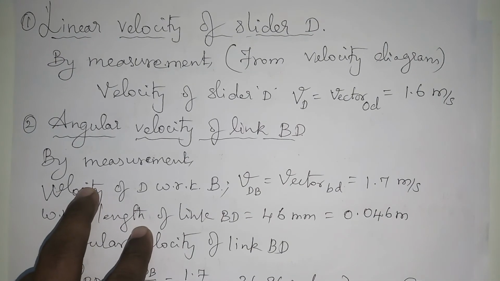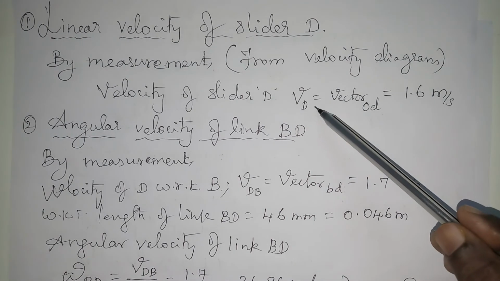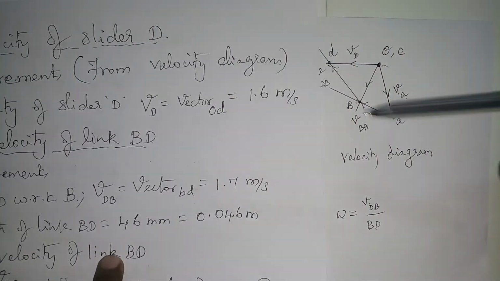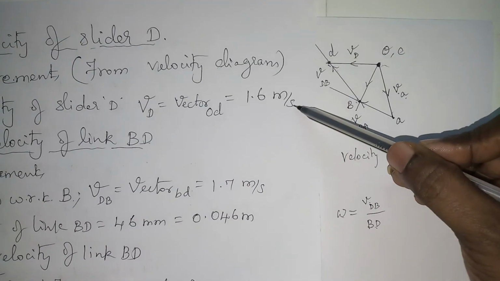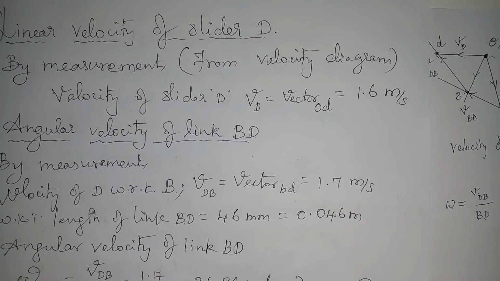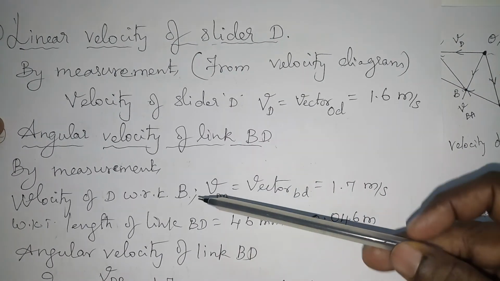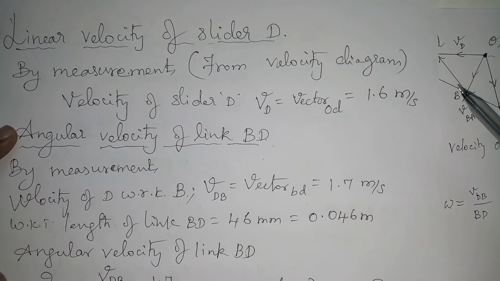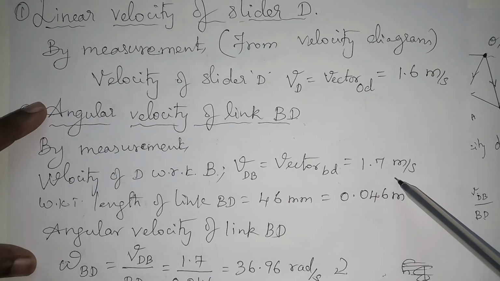By measurement from the velocity diagram, velocity of the slider D, that is vector OD, is 1.6 meter per second. Velocity of D is 1.6 meter per second. Similarly, the angular velocity of the link BD. By measurement you can see here velocity of D with respect to B, that is VdB. If you measure it you will get 1.7 meter per second.